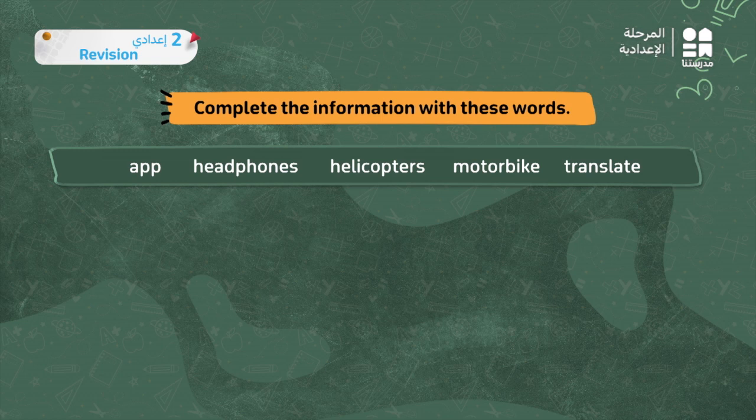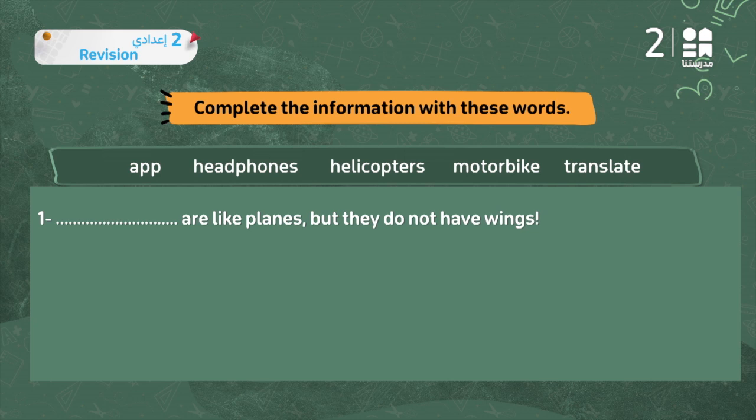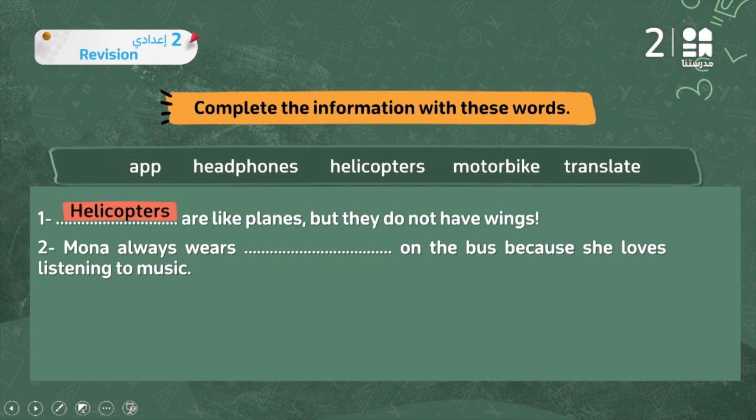We translate it's a verb means يترجم from English to Arabic for example أو from any language to another one. So here let's have the first sentence. Space are like planes but they do not have wings. Wings يعني أجنحة. So can you guess what's the suitable word here? Just think. I guess some of you got it correctly. Yes, it is helicopters. And for number 2, Mona always wears space on the bus because she loves listening to music.